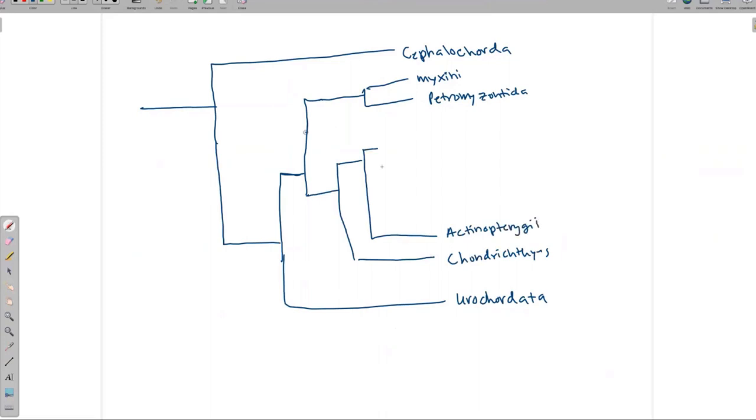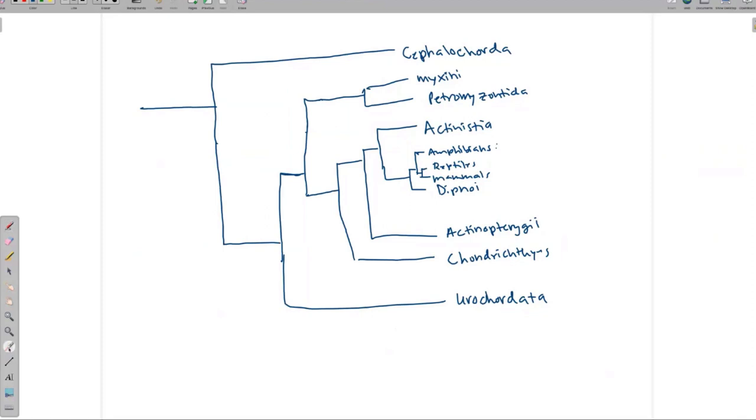And I've got my Actinopterygii. Then I have Actinistia. Then I have my Dipnoi. My goodness gracious. A little small, sorry. Mammals. Let's just do reptiles, amphibians. And this is the exact same thing I just drew.